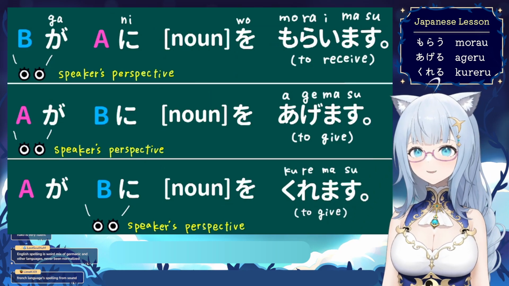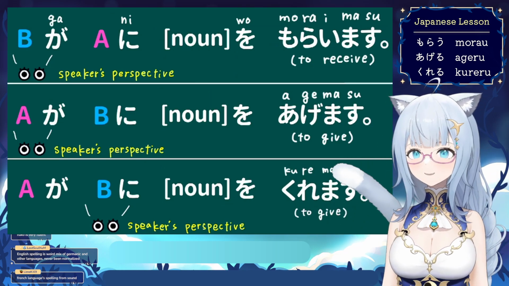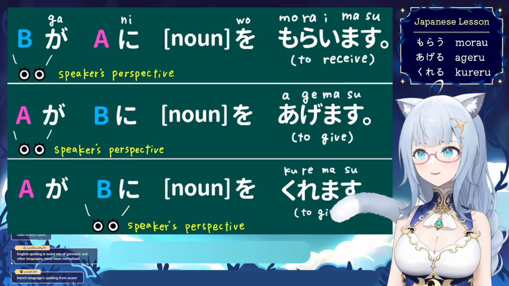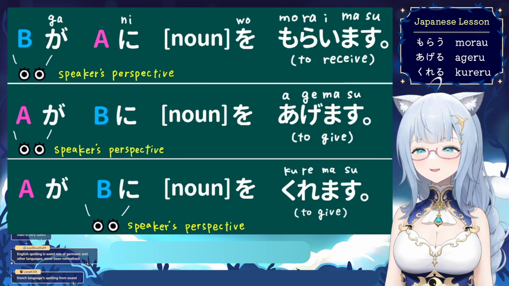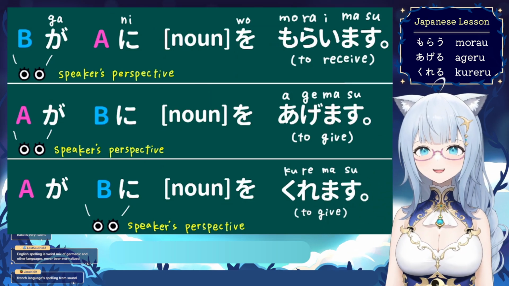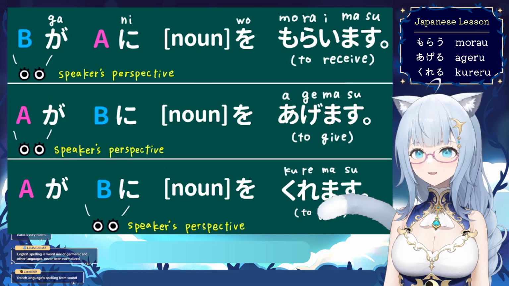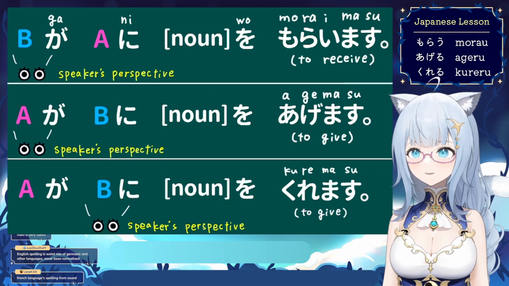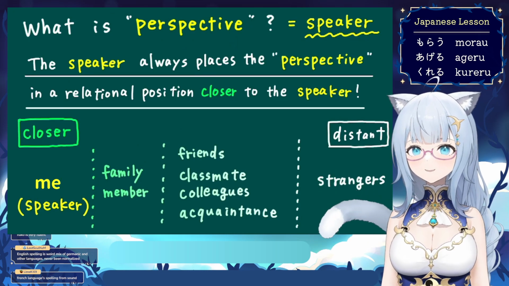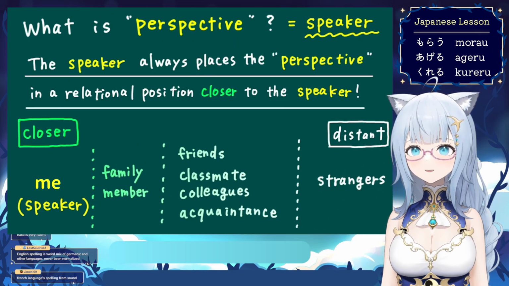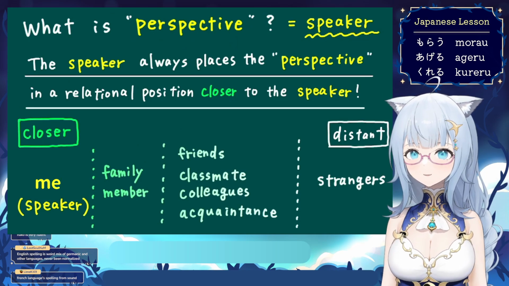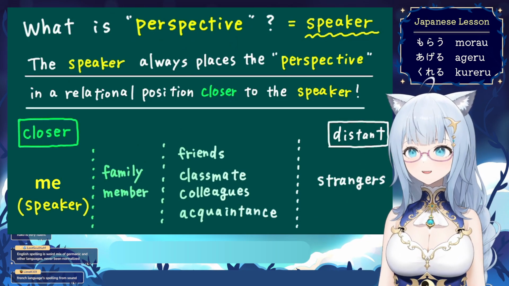In あげます and くれます sentences, the speaker's perspective is different. In an あげます sentence, the speaker's perspective is the A side. In a くれます sentence, the speaker's perspective is the B side, so the receiver side. Speaker always places the perspective in a relational position closer to the speaker.